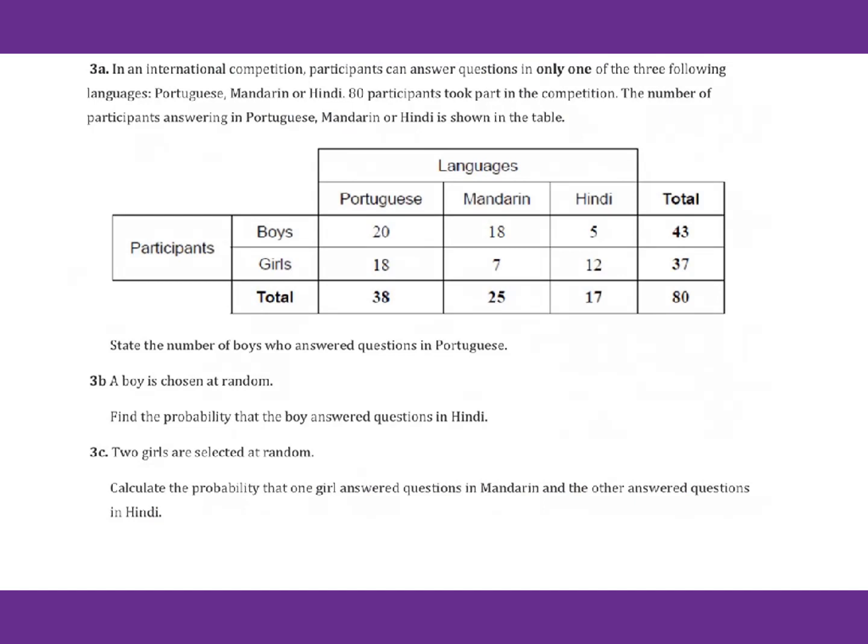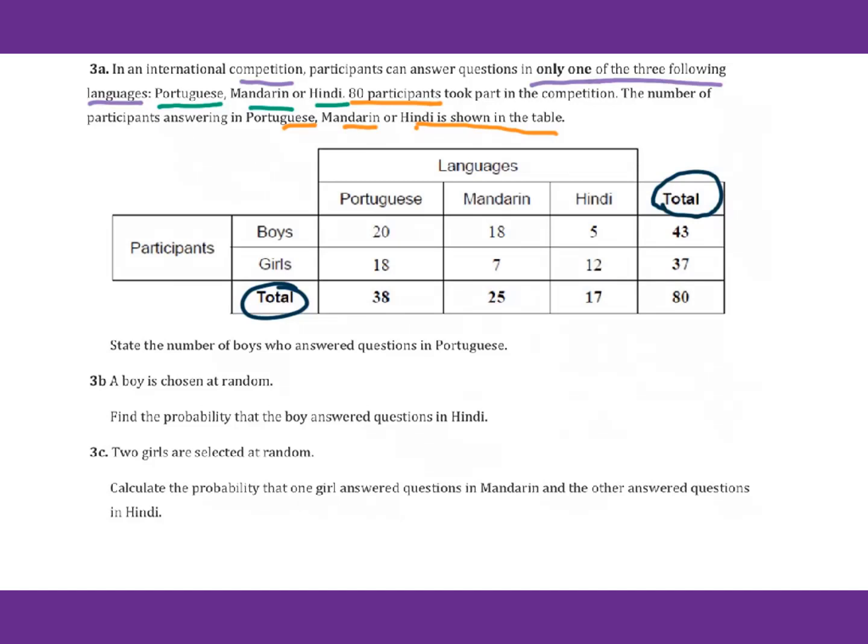Now let's go to 3A. In an international competition, participants can answer questions in only one of three languages: Portuguese, Mandarin, or Hindi. 80 participants took part in the competition. The number of participants answering in Portuguese, Mandarin, or Hindi is shown in the table. Make sure you are given the total. Otherwise, you need to make the total in the table.